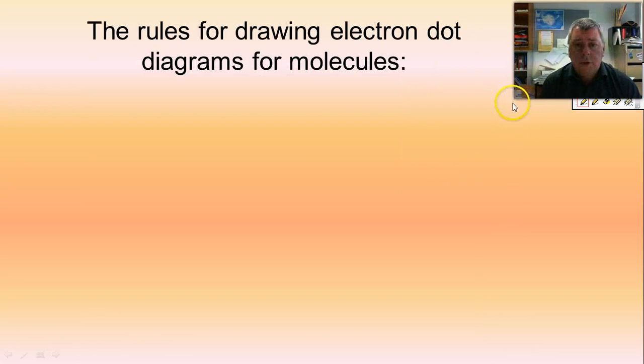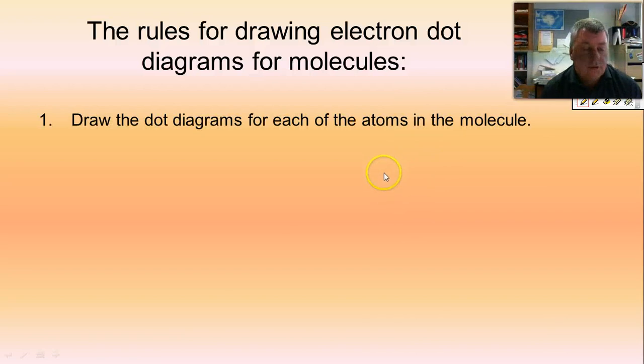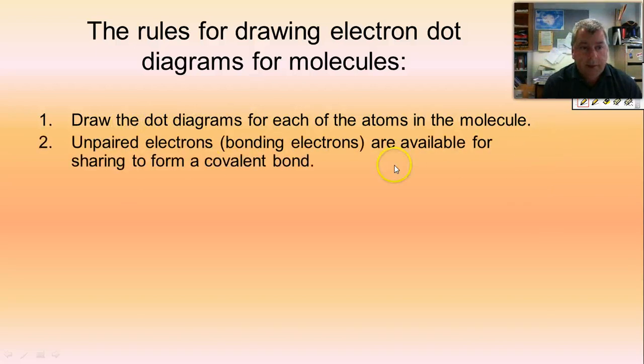Now the rules for drawing electron dot diagrams for molecules. So just then we learnt how to do them for atoms. Now we need to be able to put those diagrams together to make molecules. And there are some rules, and I'll go through them and then you can have a double read through them. These are also in your textbook. Draw the dot diagrams for each of the atoms in the molecule. So we should be able to do that now.